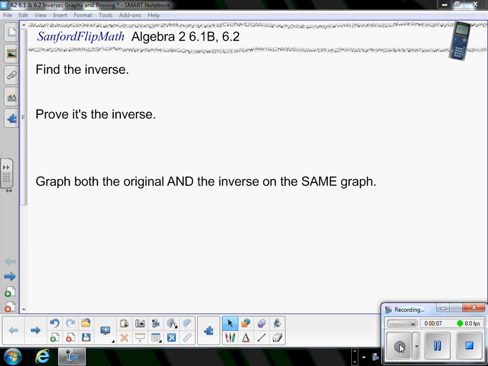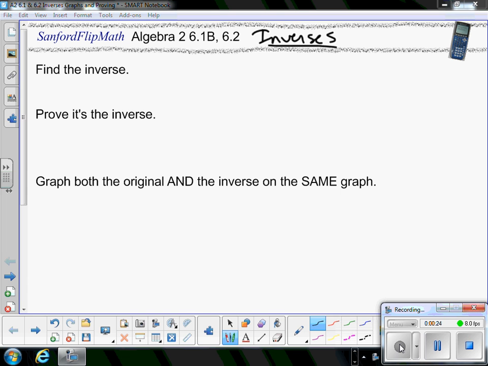We are working through the Springboard Algebra 2 sequence, although this content could apply to pretty much any Algebra 2 or even pre-calculus curriculum dealing with inverses. We are talking about inverses. Forgot to put that in the title, but that's what we're doing.